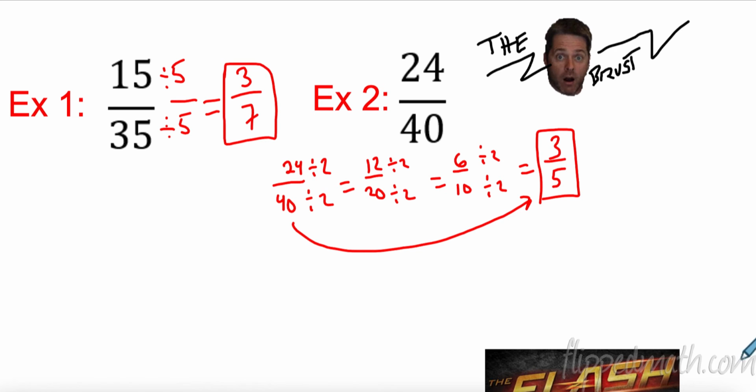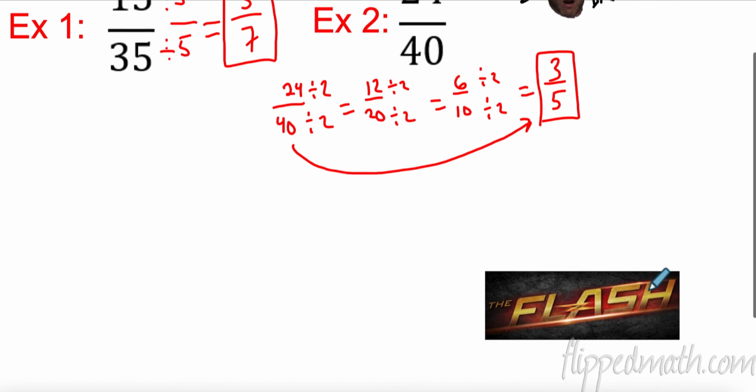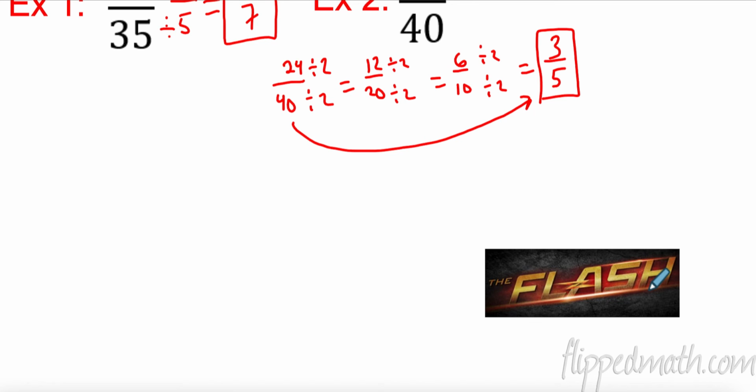Now, the next method I'm going to call the Flash. The Flash likes to get things done right away, right the first time, speedy, as fast as he can. And the great thing about the Flash is it's the same process, but instead of just picking any number that you know goes into it, you're picking the number you know is the greatest multiple they have in common. So, for example, between 24 and 40, I know that 8 goes into both. So 24 divided by 8 is 3. 40 divided by 8 is 5. A little bit faster, but we get the same answer.